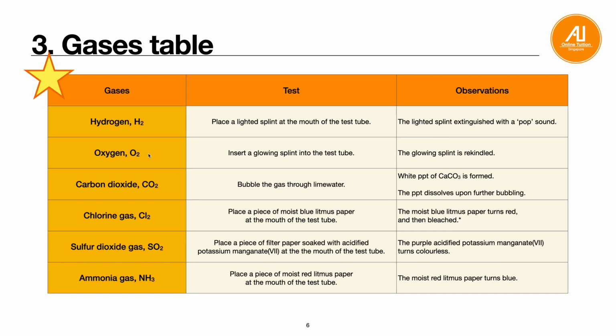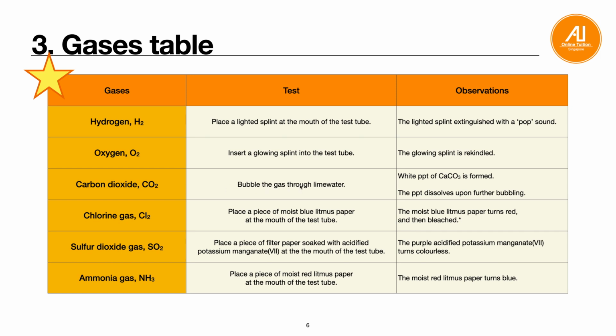Next one, oxygen gas. So you'll use a glowing splint. So for hydrogen gas, it's a lighted splint, but for oxygen gas, it's a glowing splint. So take note of the difference. And then the observation, it will rekindle or relight. Okay. Next one, CO2 gas.